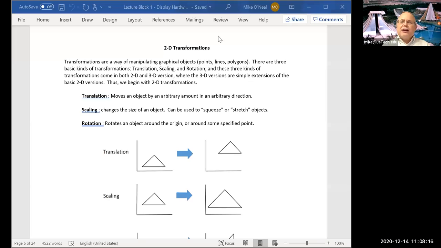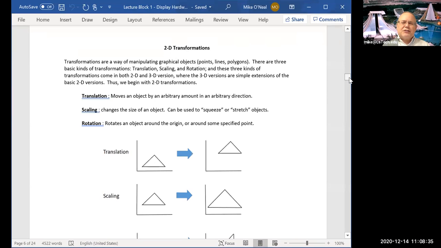Okay, so let's go ahead and share our screen. So as I was saying, we've been talking about two-dimensional transformations. We've been talking about translation, scaling, and rotation. We're going to cover these things in 2D, and then we'll move to 3D, but quite honestly, the 3D is very close to the 2D.